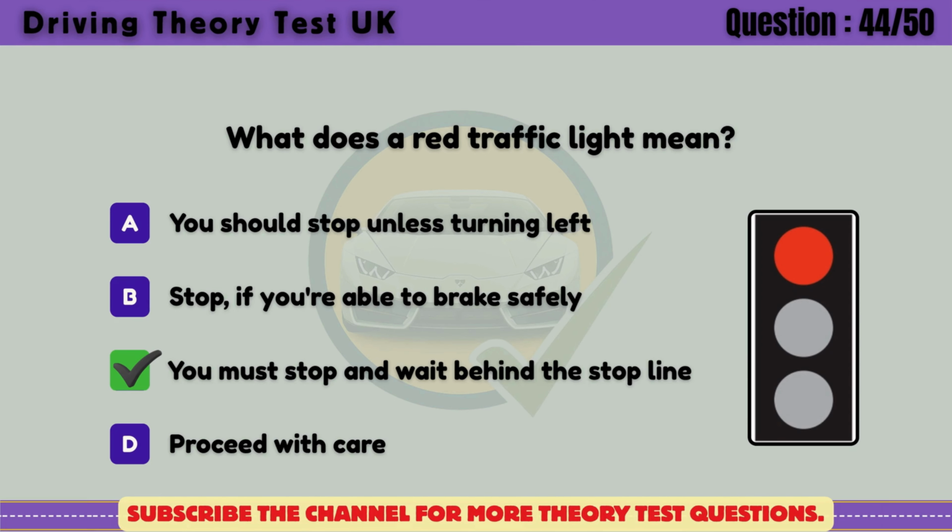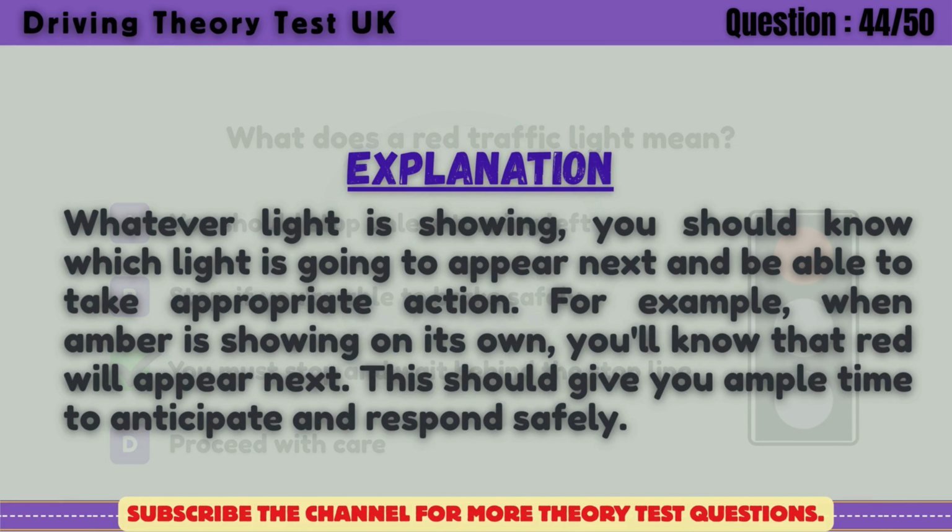Answer is C. You must stop and wait behind the stop line. Whatever light is showing, you should know which light is going to appear next and be able to take appropriate action. For example, when amber is showing on its own, you'll know that red will appear next. This should give you ample time to anticipate and respond safely.